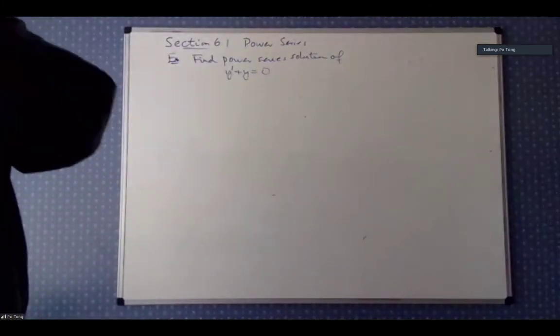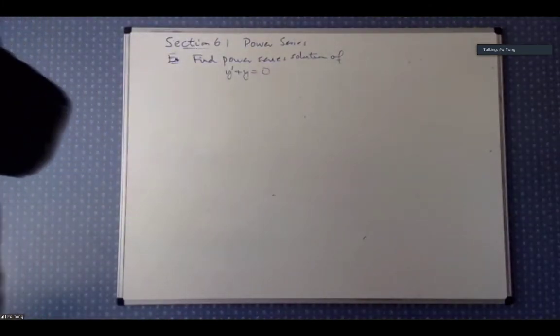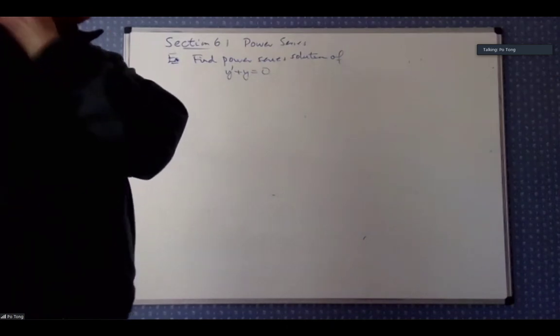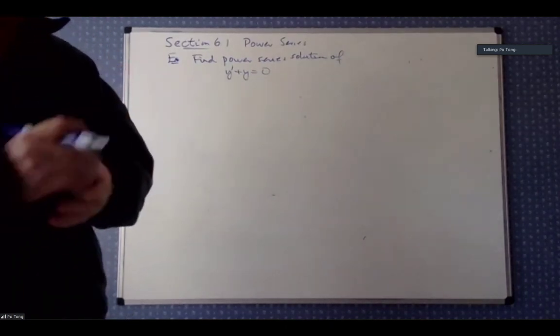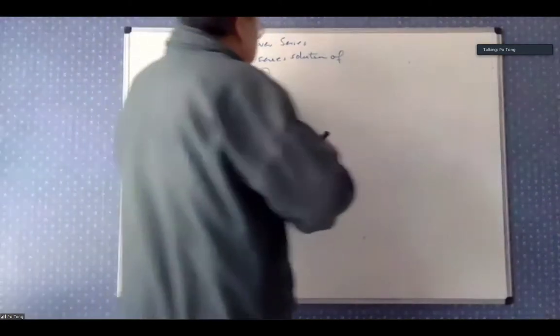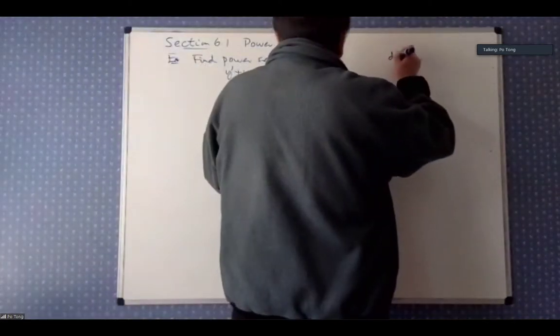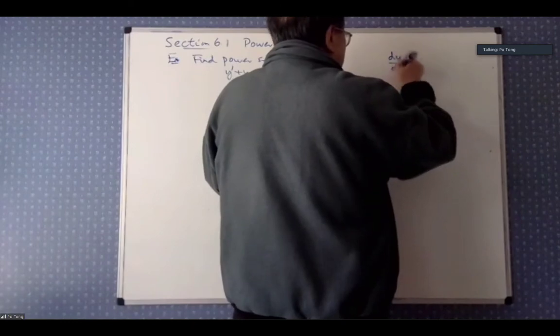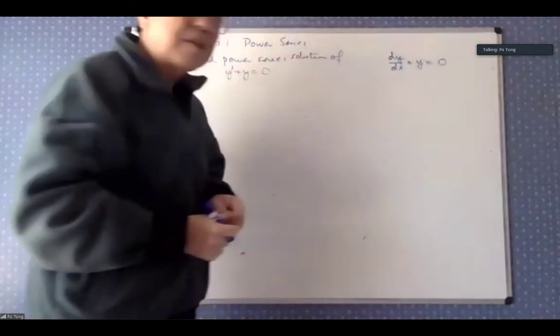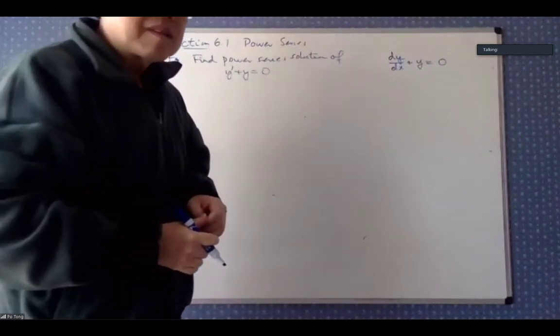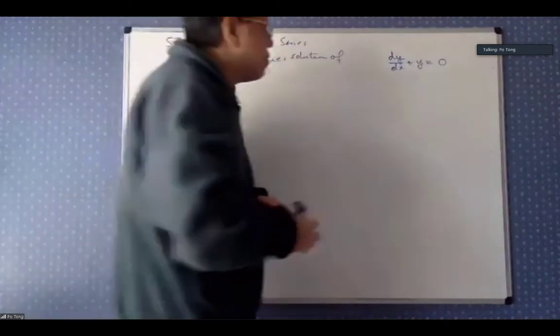This particular example, you don't even need to use power series to solve it. I'm doing it for illustration purposes. You actually know how to solve this already. You have done it so many times. So this is dy/dx plus y is equal to 0. We have learned how to solve this.